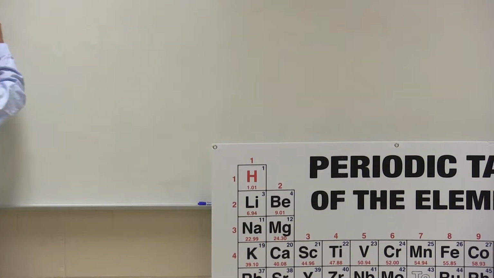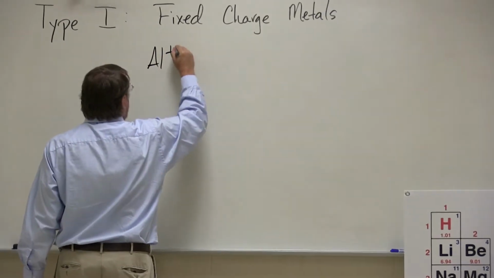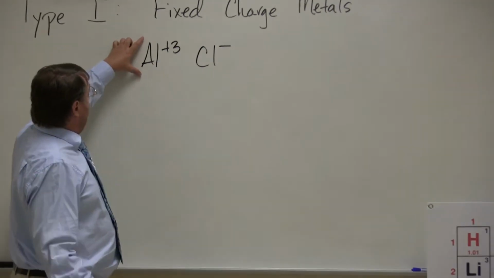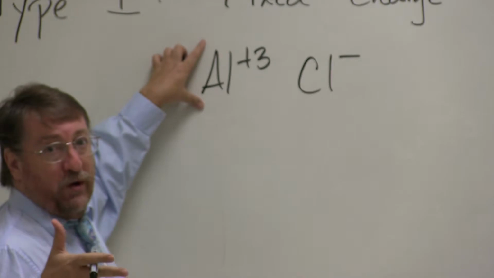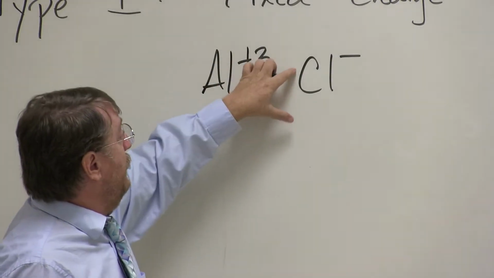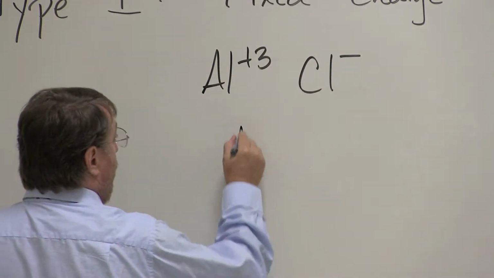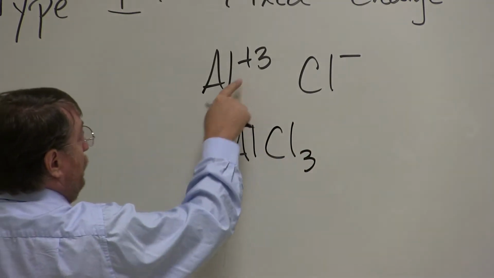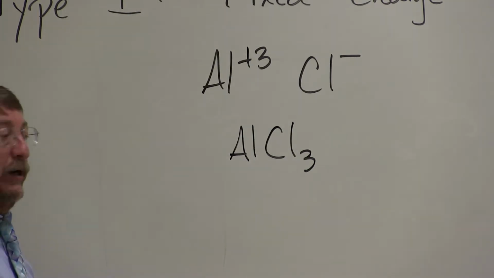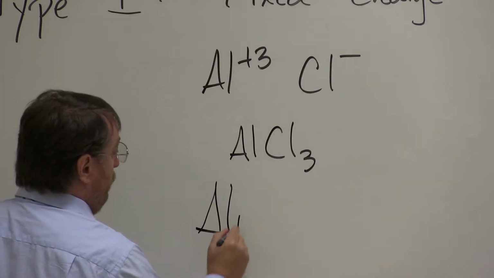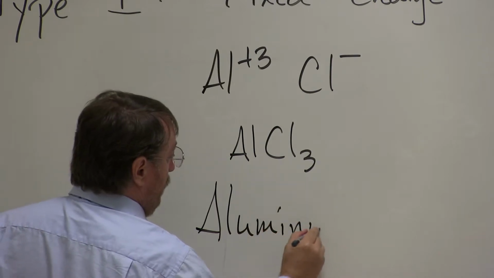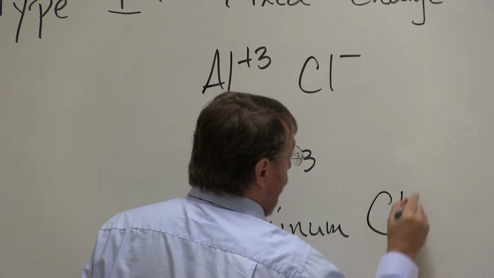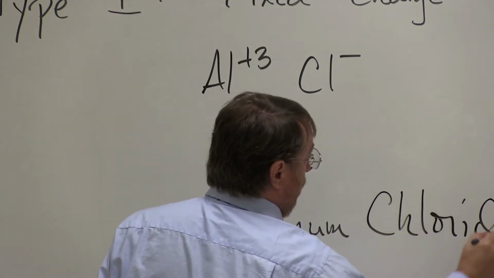Now, let's take something like aluminum and put it with chlorine. Aluminum in its non-metallic form, its charged form, is going to be +3. Chlorine is going to be -1. We know the compound is AlCl3. That's an electrically neutral compound. Since aluminum in compounds is always +3, we just name the metal, aluminum. Then we take the non-metal, drop the ending off, and put -ide on, and we have aluminum chloride.